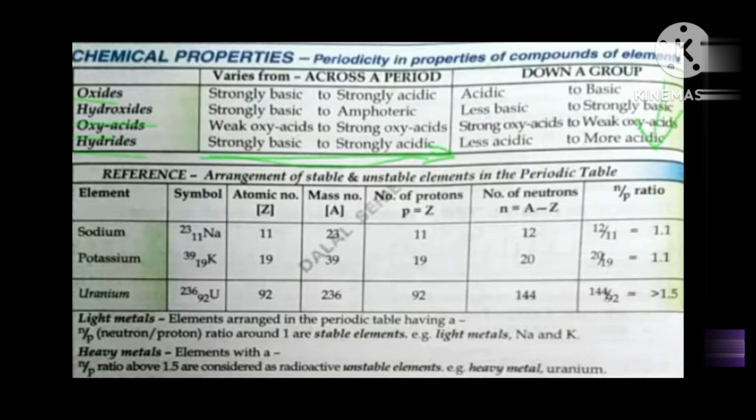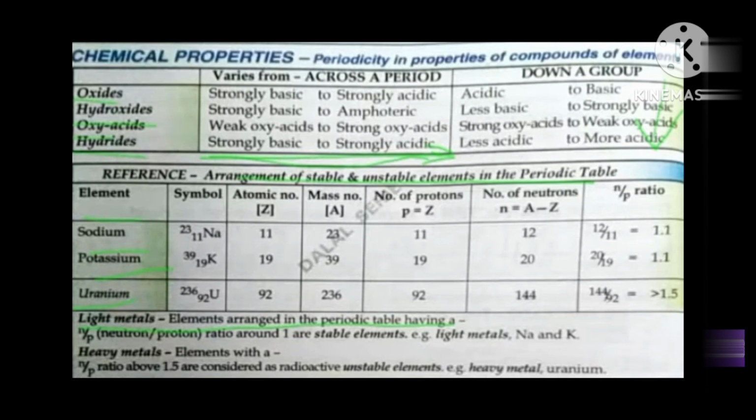Now, for reference, the arrangement of stable and unstable elements in the periodic table. You can see elements sodium, potassium, uranium. This is only about stable and unstable elements in the periodic table, for reference. Light elements arranged in the periodic table, having a neutron upon proton ratio around 1, are stable elements. Those are light elements like sodium and potassium. Heavy metals like uranium are considered radioactive unstable elements.